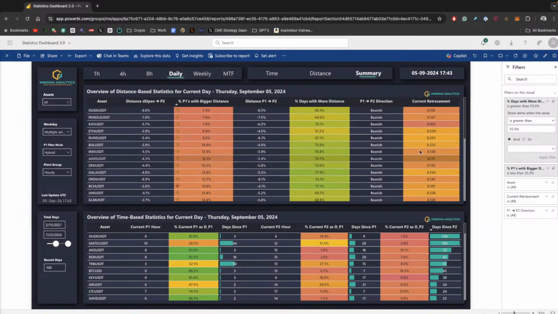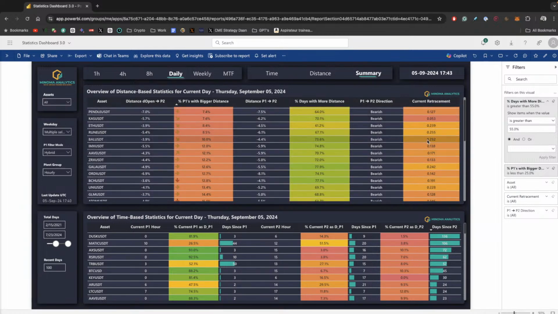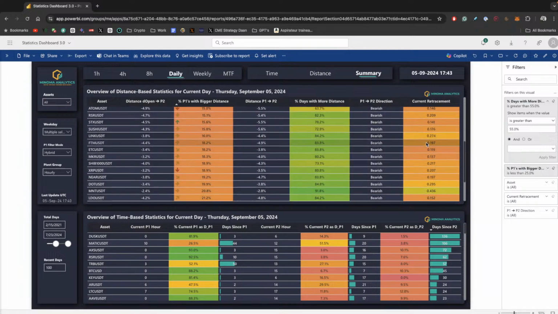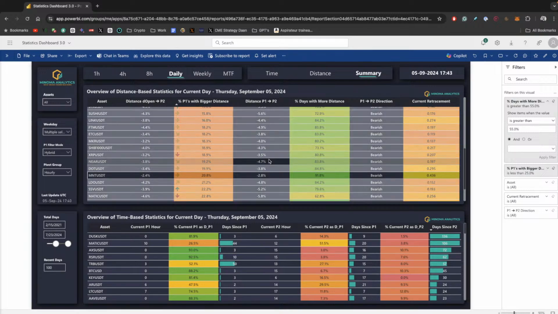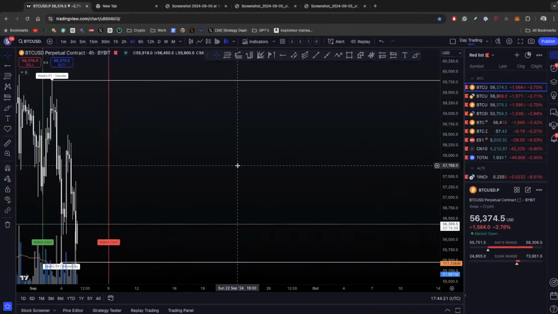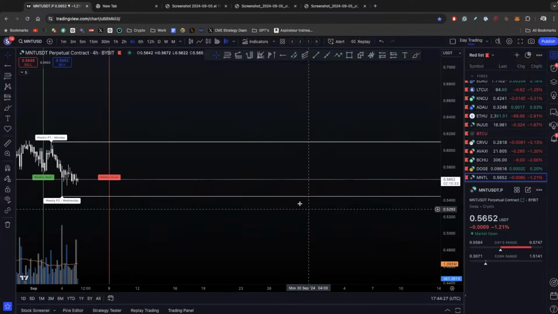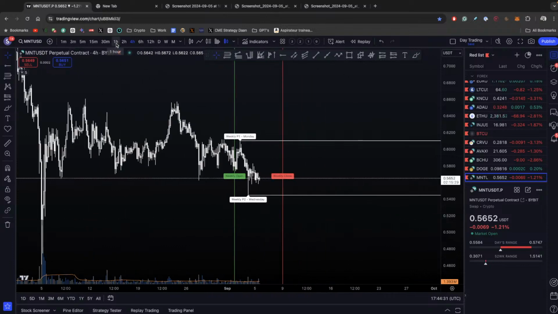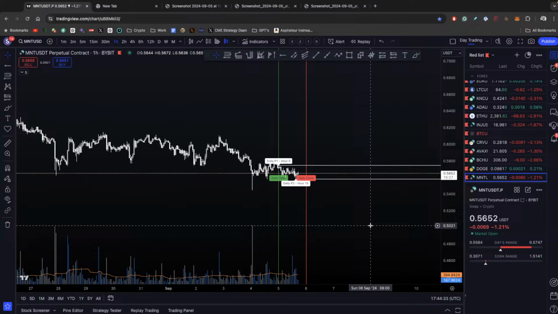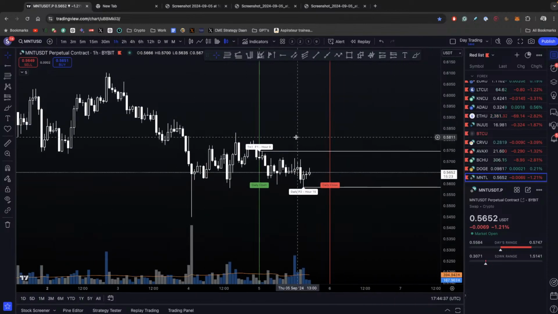So see, this is the problem. Here, all of them are saying that pretty much all the assets are at the lows or close to the lows. Except for this one. I mean, let's check it out. Why not? MNT. I don't know what it is. I've never heard of it. I know I added it, but never heard of it. Yeah, no thanks.